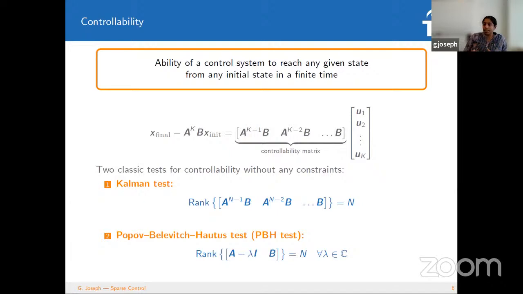And there's an alternate and equivalent test, which is called the Popov-Belevitch-Hautus test. We call it the PBH test for short. This test checks the rank of A minus lambda times the identity matrix, horizontally concatenated with B, which is the input matrix. The rank of this particular matrix should be equal to N. So this matrix should be full row rank, and this should hold for any complex number lambda. So the Kalman test and the PBH test are equivalent. If one succeeds, the other one also succeeds, and if one fails, the other one also fails. So these are two equivalent tests to check controllability of unconstrained systems.